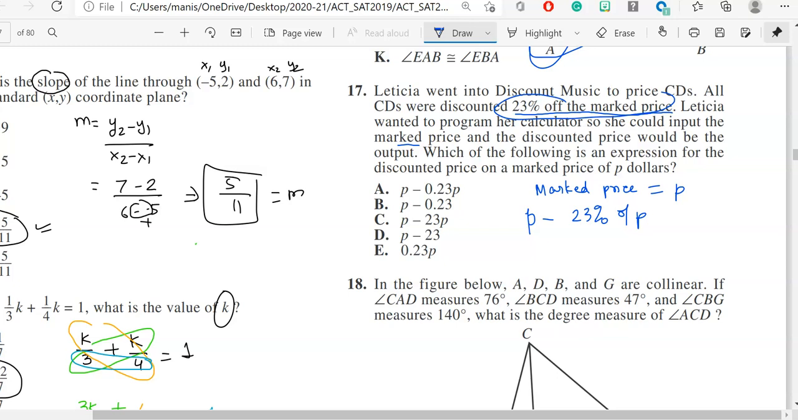So how much will it be? Percent means 23 divided by 100, or 0.23. Of means times P. So this is my answer over here. As I can see, option choice A gives me the same answer. Option choice A is the correct answer for this problem.